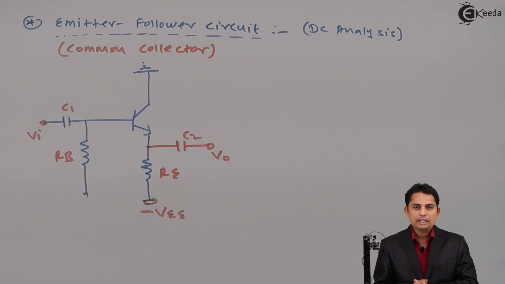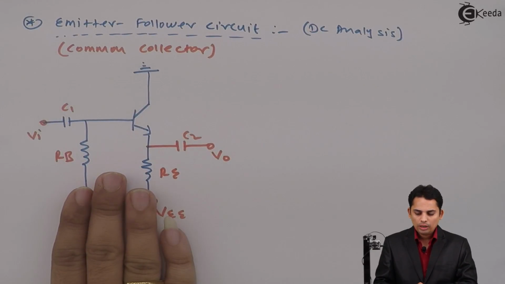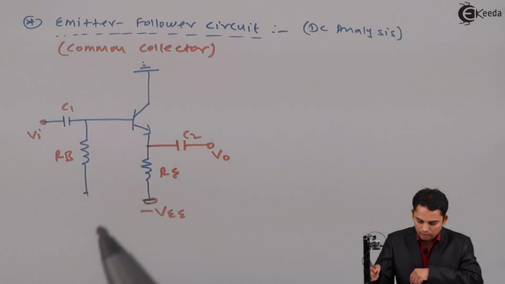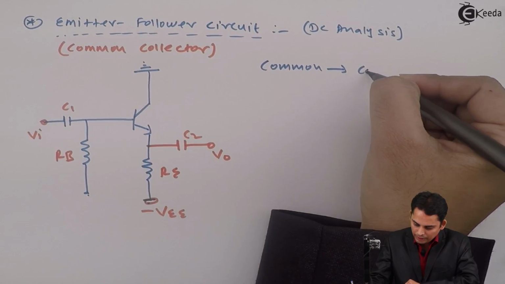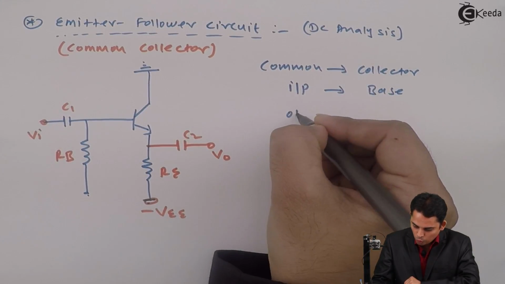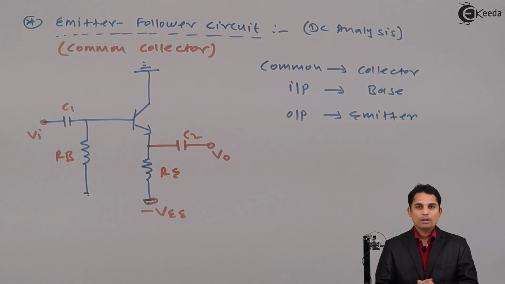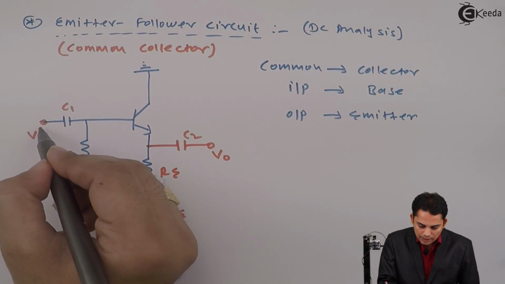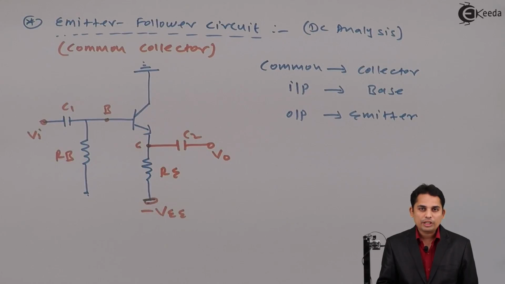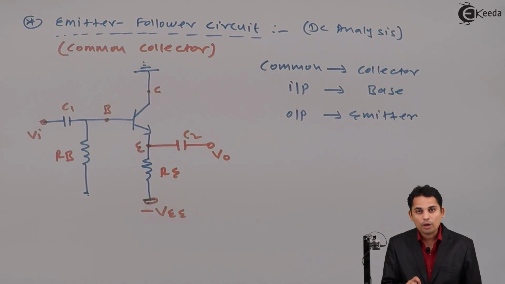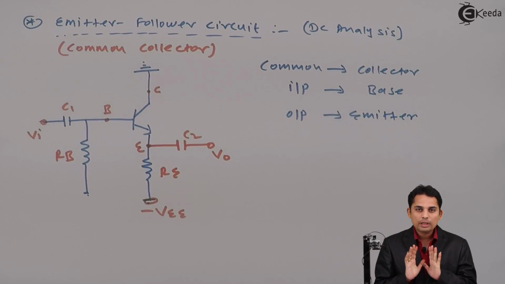Now, as shown in the circuit diagram, this is the common collector or emitter follower circuit. In a common collector circuit, the collector will be common. So the common point will be the collector terminal, whereas input will be at the base and output will be at the emitter. Let's check whether we have drawn the right circuit or not. The collector is common between input and output, whereas the input is applied at the base and the output is taken at the emitter. Hence, this circuit is called a common collector circuit.